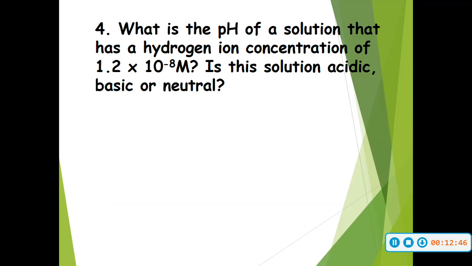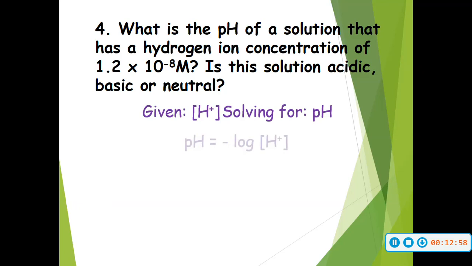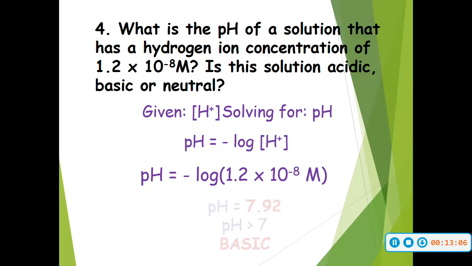Okay, so our hydrogen ion concentration is not 1 times 10. It's 1.2. So that means the formula you should have picked was pH equals the negative log of our hydrogen ion concentration. So when you plug that into your calculator, you should have got 7.92. And because it's greater than 7, you know that this is a basic solution.